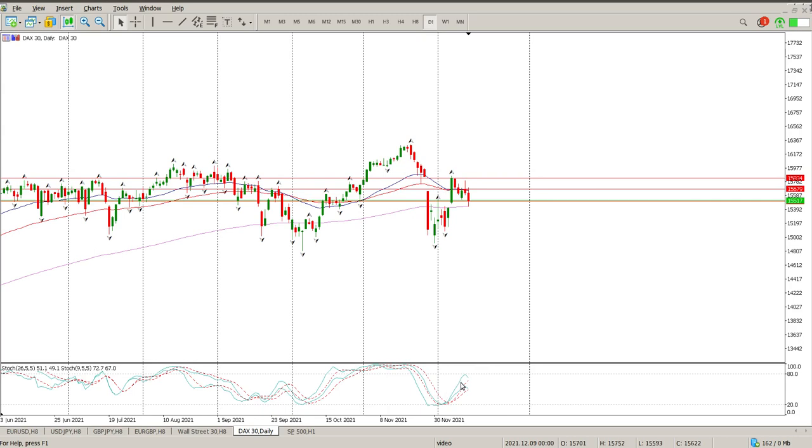So a bit of a crossover on the oscillators here, but we're still stuck in the middle of the moving averages. So for me, we're kind of at the bottom of the range. There is a gap to the downside. I just want to put that on.